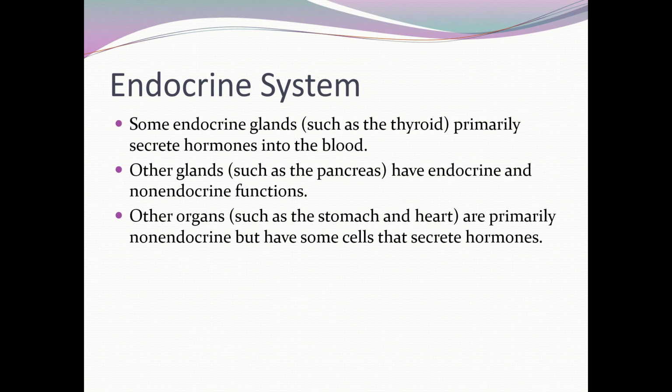Some endocrine glands, such as the thyroid, primarily secrete hormones into the blood. Other glands, such as the pancreas, have endocrine and non-endocrine functions. Other organs, such as the stomach and heart, are primarily non-endocrine, but have some cells that secrete hormones.